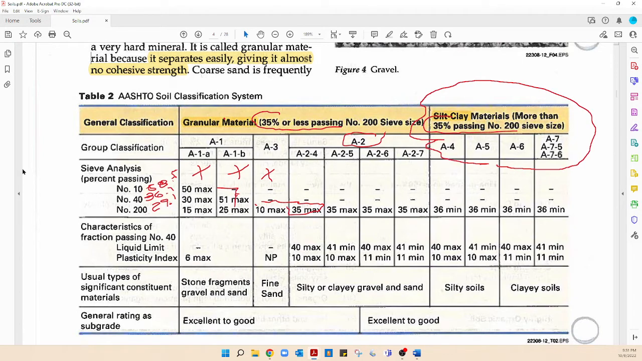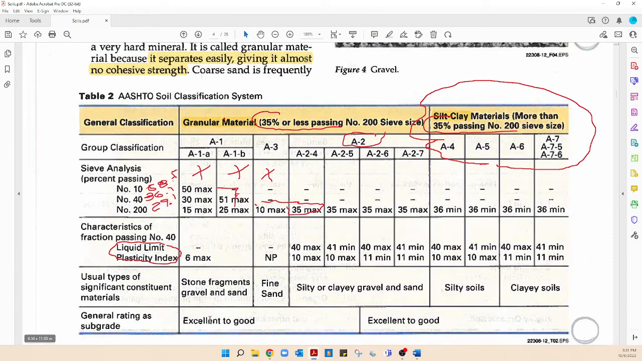And everything has a subgroup. Like here, we keep going. So we're probably an A26 or A27. And I'll go into that. We're not going to have time because what's going to determine that are these guys: our liquid limit and our plasticity index. And you see, it's the same thing. There's no liquid limit listed.